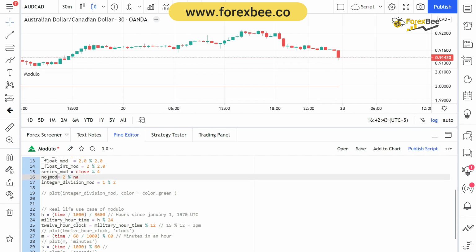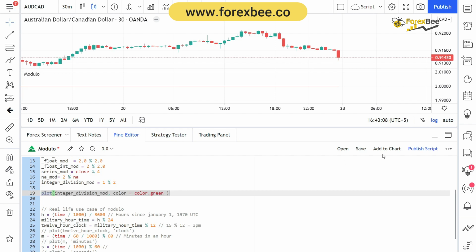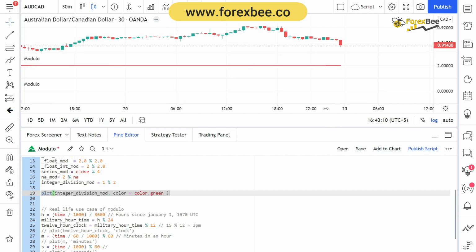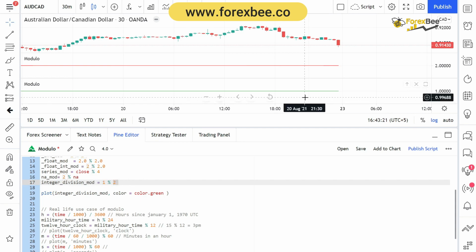We can also use it in NA mode, in which we find the modulo between 2 and NA, and the result would be nothing. And here we can see that it can also be used in integer division. Let me plot this and see what the result is. Save and add to chart, and you can see that this plotted green at 1. So the modulo between 1 and 2 is basically 1.